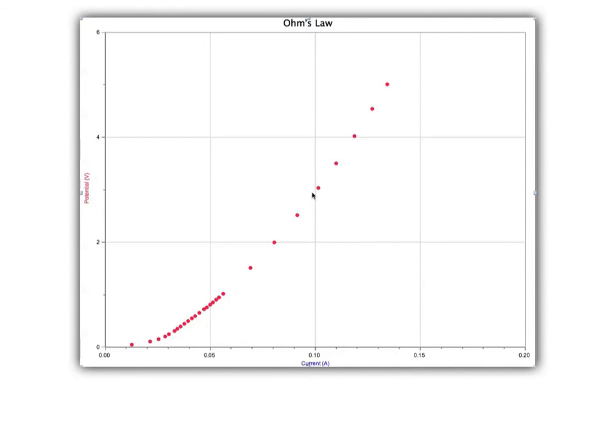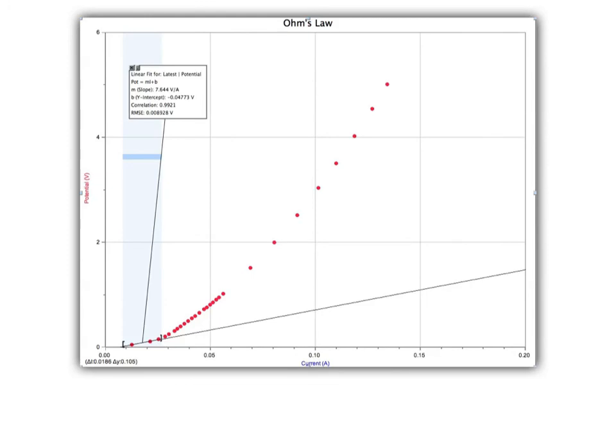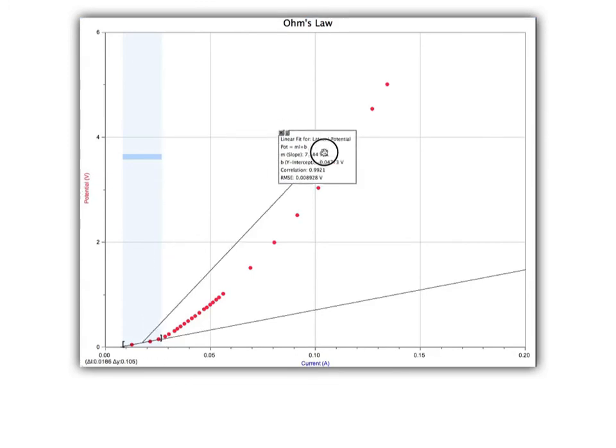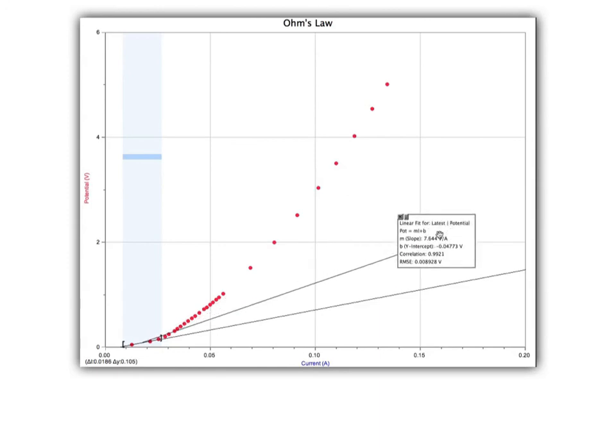Now, they actually had us in the lab, first of all, find the slope for just the first 3 points. So you select the first 3 points, and then you do a linear fit. And notice that if I check the slope of that out, the slope of this looks like it's just over 7 volts per amp, which is an ohm. So that's a relatively low resistance, which I can see because I have a relatively low slope.